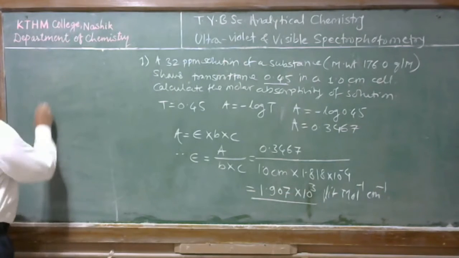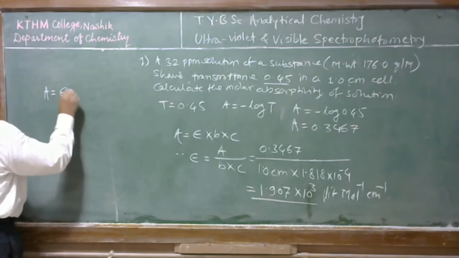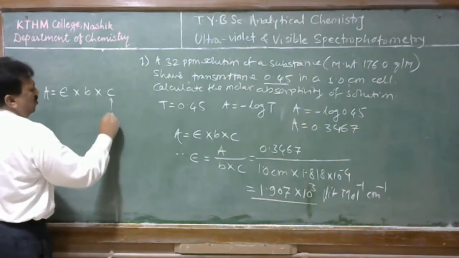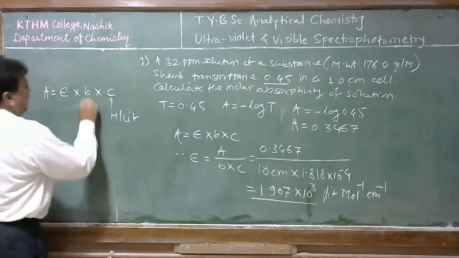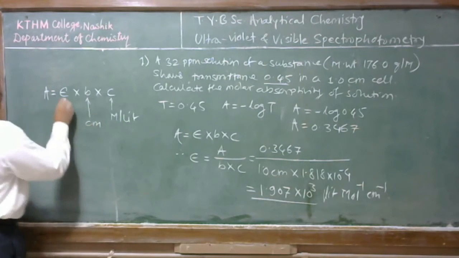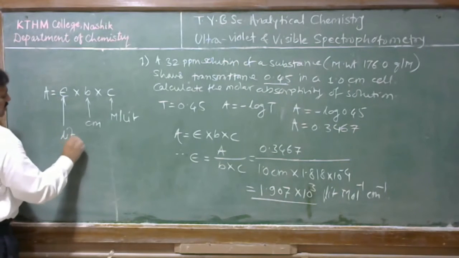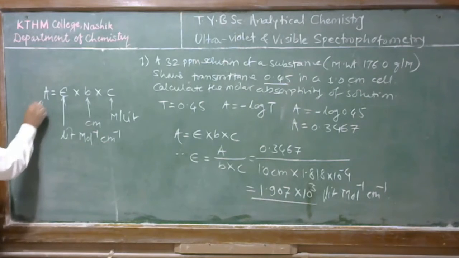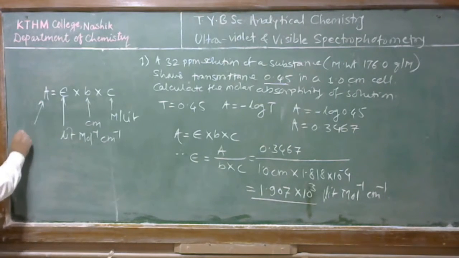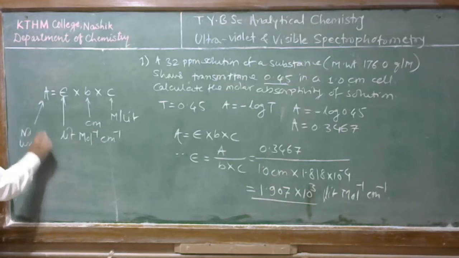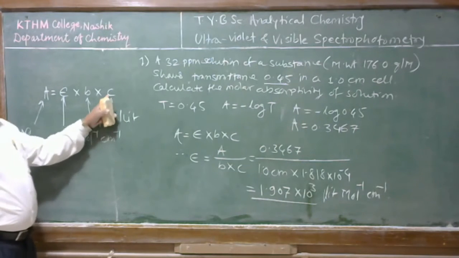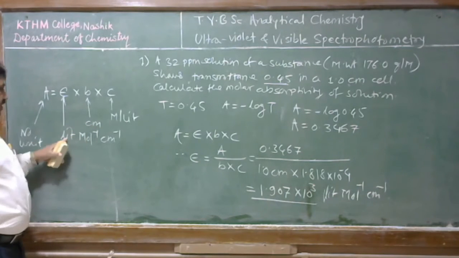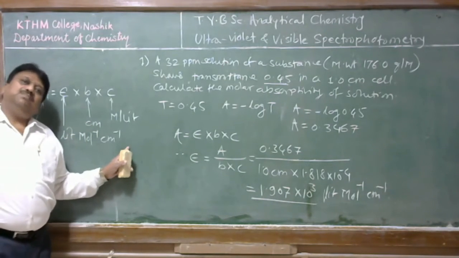Therefore, you can express all these values with units. In Lambert's law, A is equal to epsilon into B into C. Here C is in moles per liter, B is in centimeter, and therefore epsilon is in liter per mole per centimeter. But A does not have a unit. The unit for C is moles per liter, the unit for B is centimeter, and the unit for epsilon is liter per mole per centimeter.